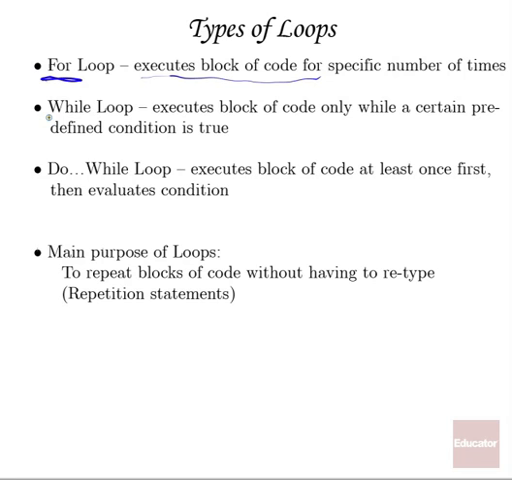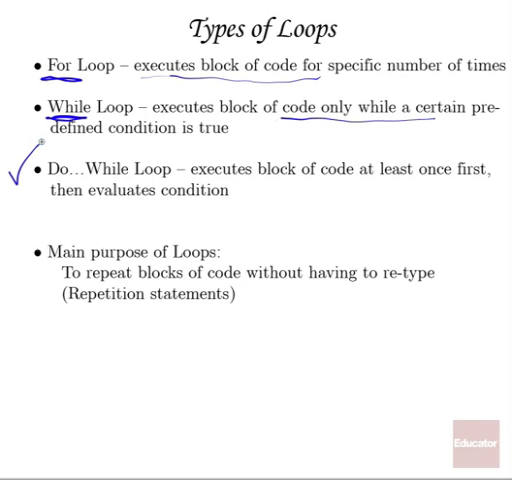Contrast this now with the while loop, and the while loop will execute the block of code only while a certain predefined condition is true. In other words, we're saying, do this loop of code while our variable is greater than 100, or while it's less than 100, or while x equals 5, or anything like that. So we're saying, do it while something is true.